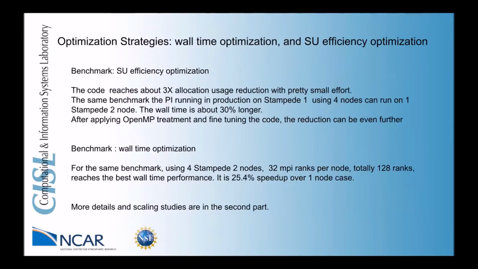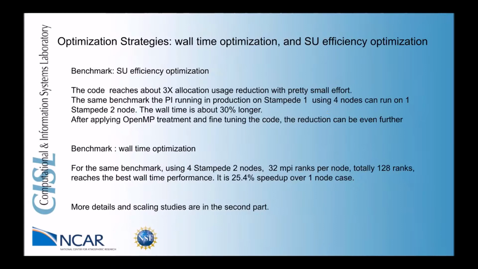So next we will talk about the optimization strategies. We can optimize the SU efficiency, or we can also optimize the wall time of the jobs. So we can treat the KNL device as accelerators, and also we can view it as a high throughput computation device. So for the SU efficiency optimization, the codes reach about 3x allocation usage reduction pretty much out of the box.